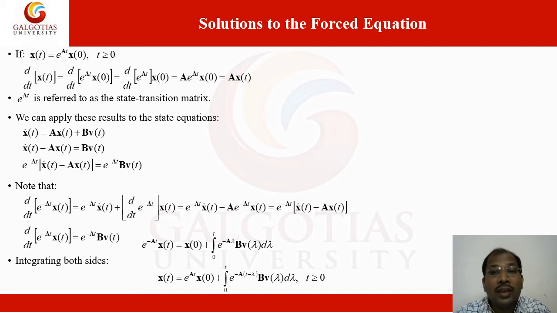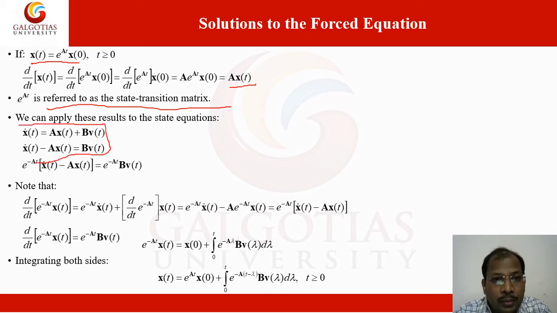Now come to the solution to the forced equation. Here we are taking some input. We already derived x(t) equal to e to the power At into x(0) without the force. We have to differentiate on both sides, and when differentiating we get Ax, which is nothing but x dot. E to the power At is called the state transition matrix, also represented by phi(t).